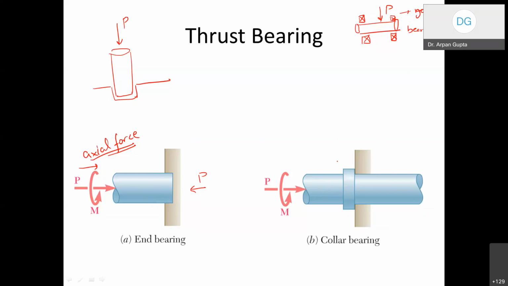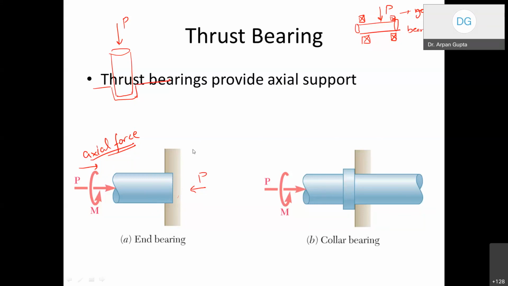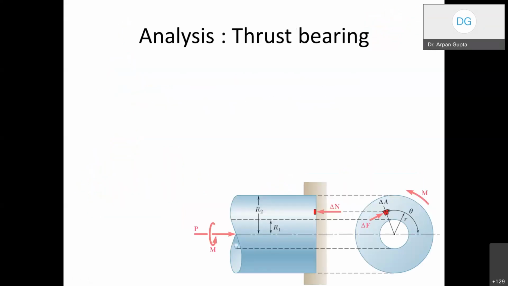And now if you see the force, the friction coming here, the whole friction is going to be distributed on this surface. And we want to do the analysis for this. So thrust bearings are there to provide axial support, and the same phenomena we will see takes place in clutch, in disc brakes, disc clutch, and these other systems.